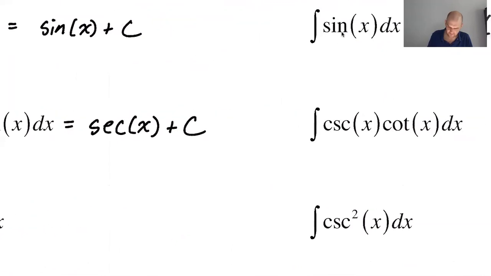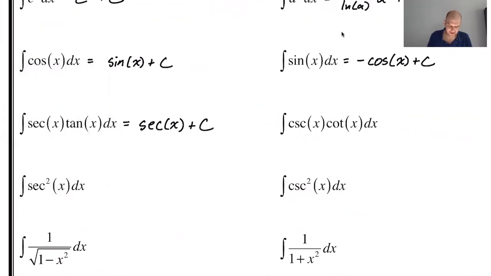Plus c. So we have that co-function thing going on, right? The derivative of sine is cosine, the antiderivative of cosine is positive sine. The derivative of cosine is negative sine. The antiderivative of positive sine is negative cosine. It's like it picked up a negative.